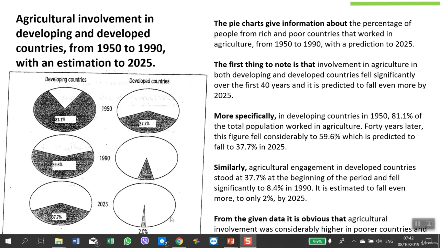So now for the conclusion. From the given data, it is obvious that agricultural involvement was considerably higher in poorer countries, and it is likely to remain higher into the future. So you can find this again in your ebook. Again, study the structure and be ready to describe graphs with predictions into the future.